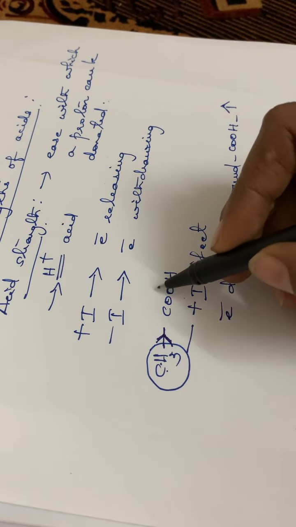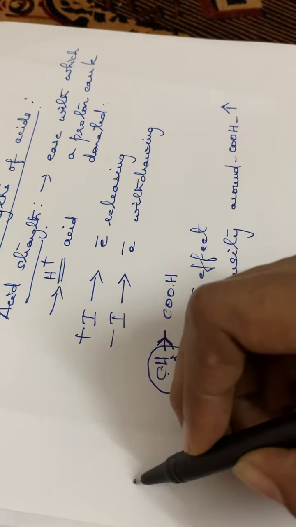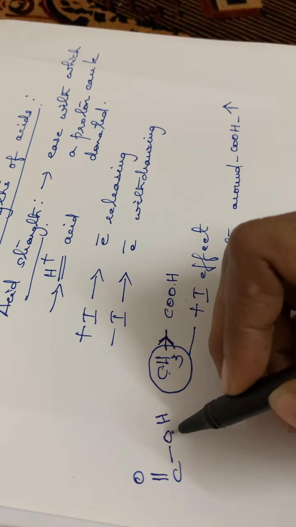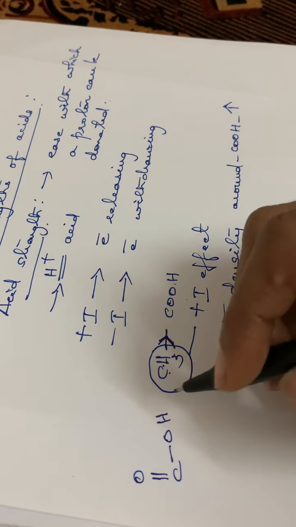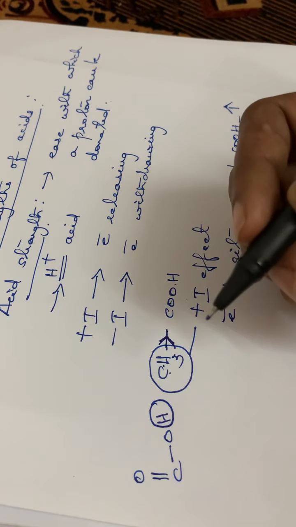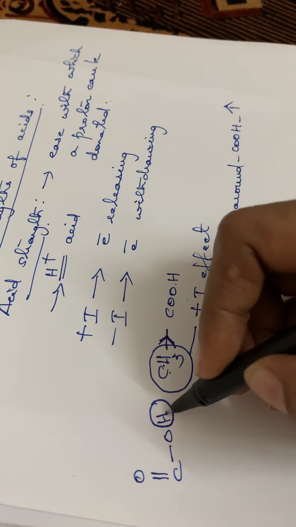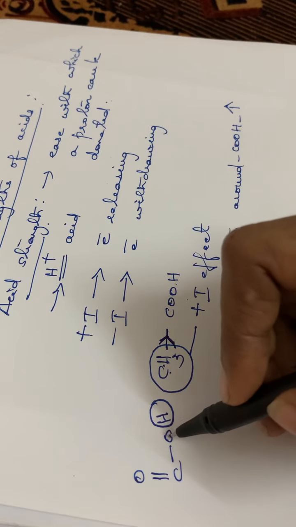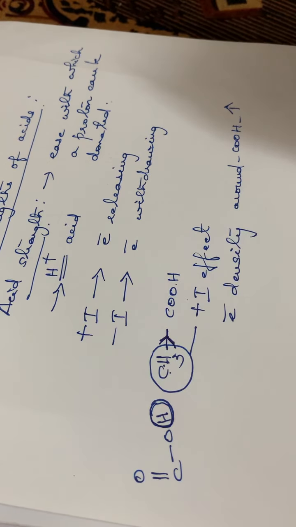Since the electron density around the COOH group is increasing, COOH means the bonding will be like this: C double bond O, single bond OH, isn't it? So if the electron density around this group is increasing, the removal of this H plus as a proton becomes more difficult. This hydrogen will be more strongly attached to the oxygen atom, so the removal of this particular proton is difficult.